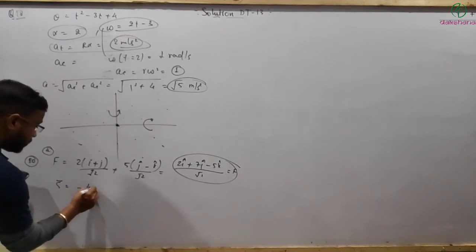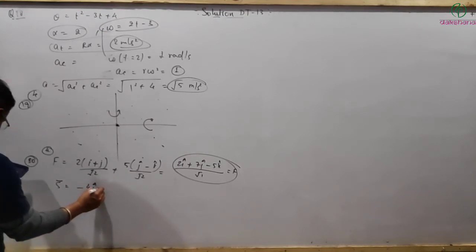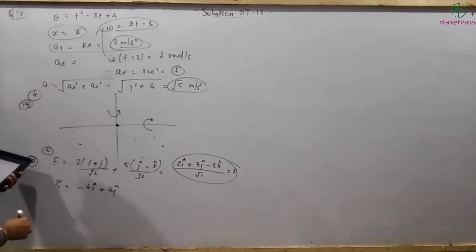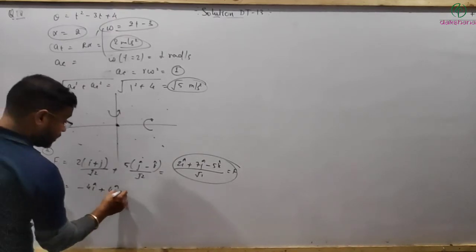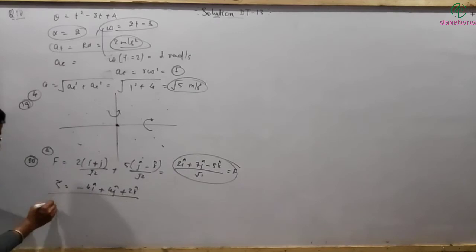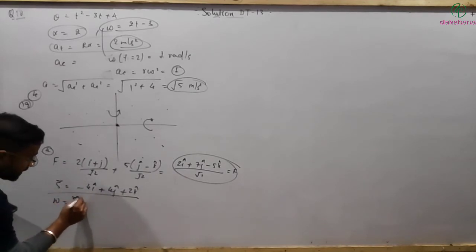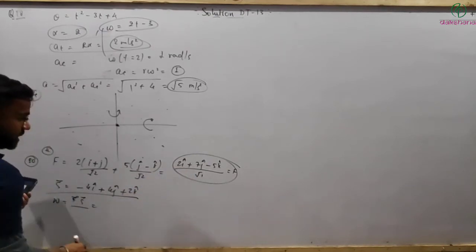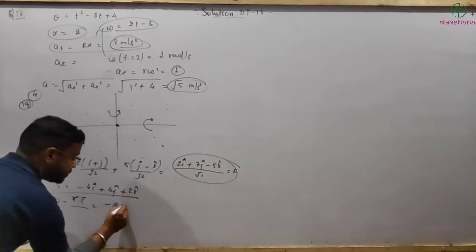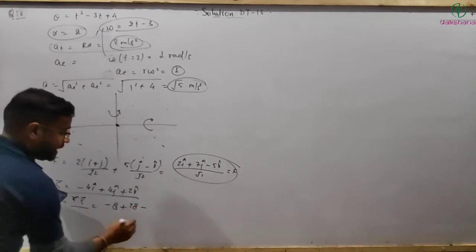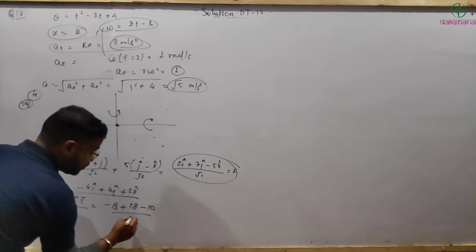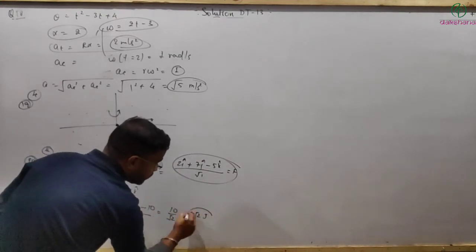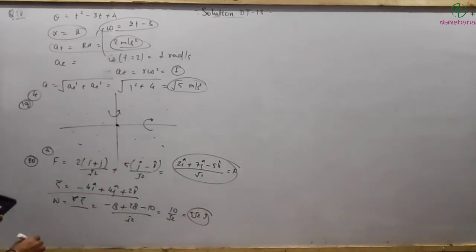Minus 4i cap, and it's 2 minus 2, so plus 4j cap, and this is 3 minus 1, so plus 2 k cap. Then W is equal to F bar dot S bar because it's constant. Multiplying, this comes out to be (minus 8 plus 28 minus 10) divided by root 2, which is 10 by root 2, that is 5 root 2 joule, the work done. That's matching with option number 2.